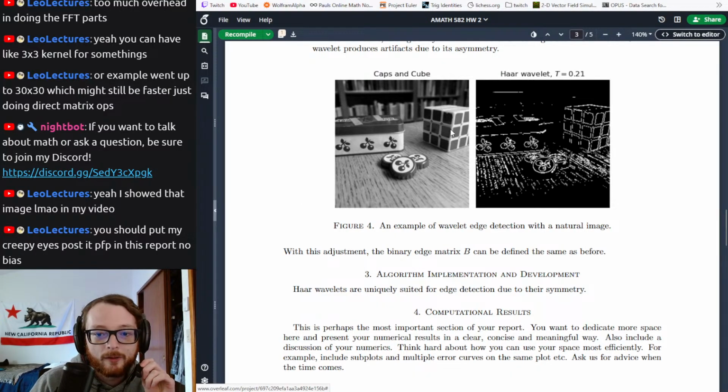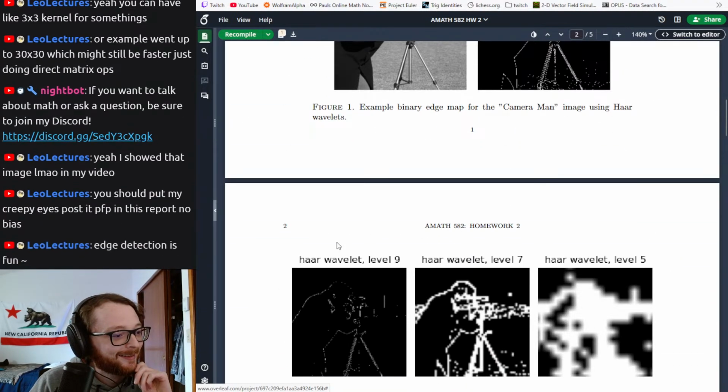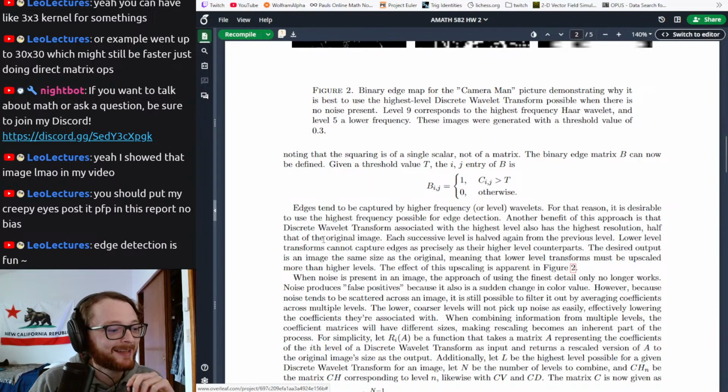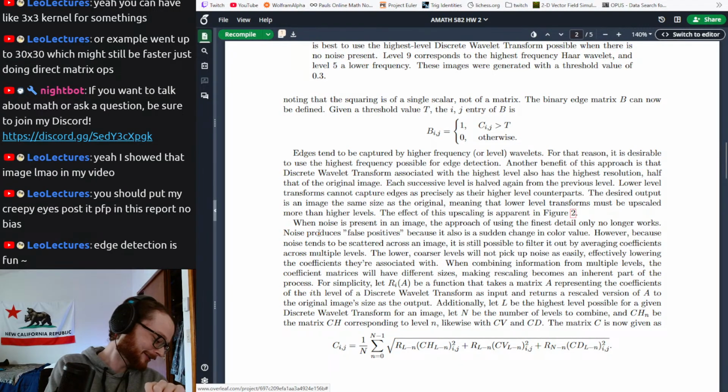The Rubik's Cube too. I like the look of when you put it through this. Sample went up to 30 by 30, which might still be faster just doing direct matrix operations. Interesting. You should use the same image. Yeah, I think it's a popular one. Put my creepy eyes post-it PFP in this report. No bias. Yeah, that's a great idea, Leo.